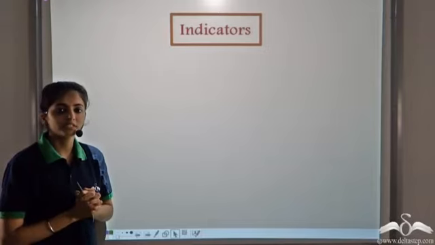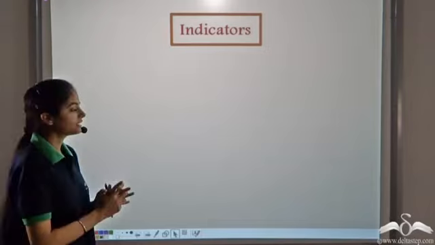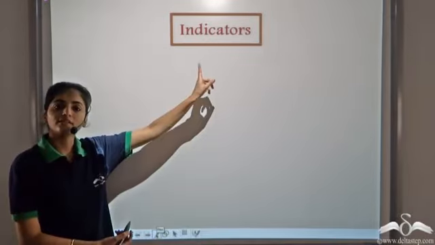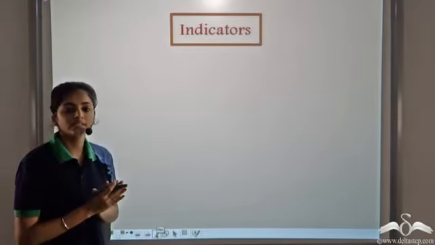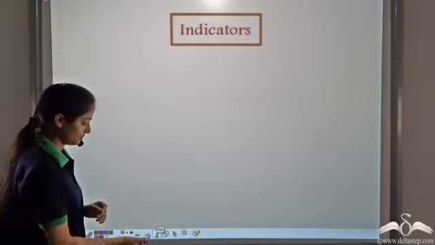Indicators are special substances in chemistry. As the name suggests, indicators are used to indicate something. Let's see how.